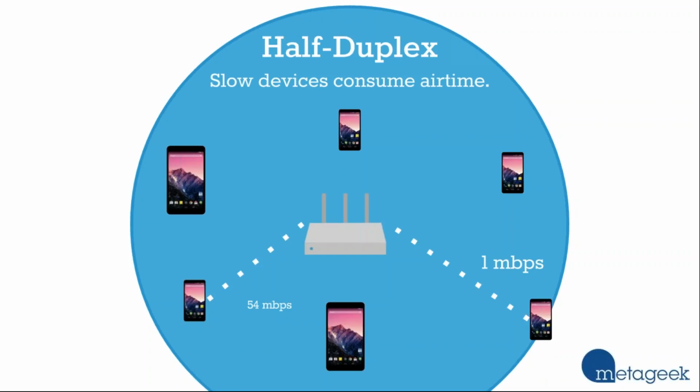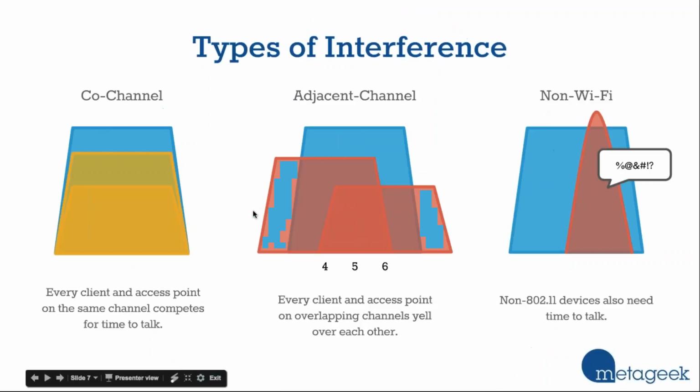We want devices to get on the air and get off the air really, really quickly. We want them to get on and get off quickly, transmit their data, and then be done so that we can free up time for other devices on the channel to talk. And so we have to think about that. This is essentially what happens with co-channel interference.